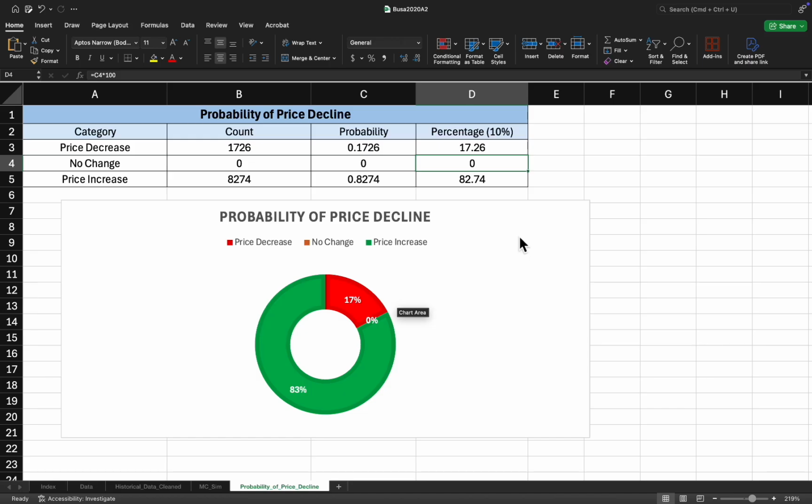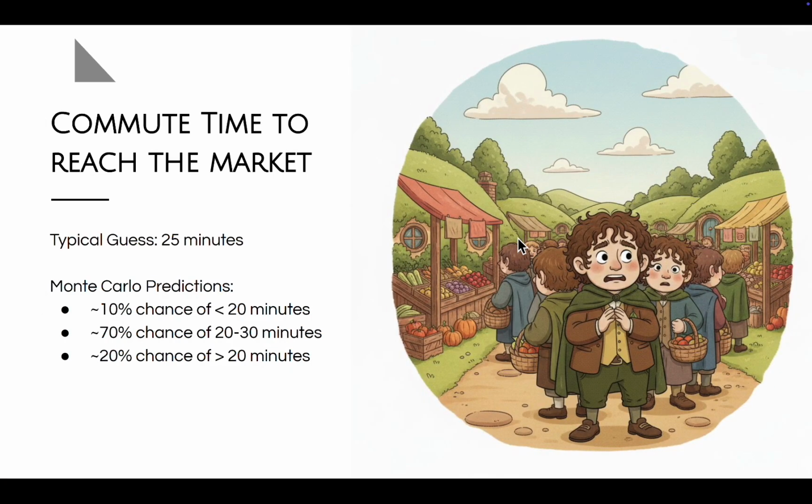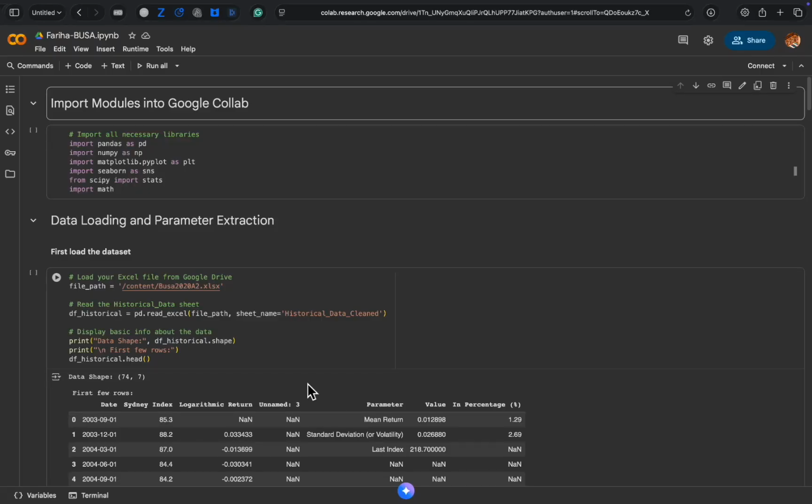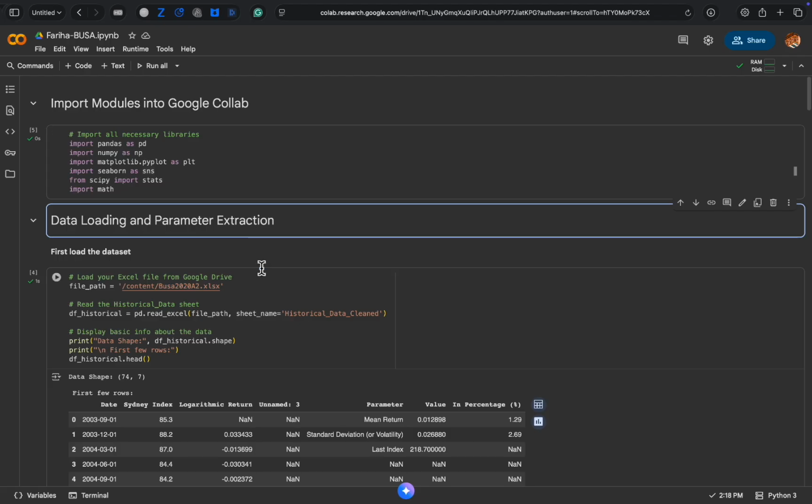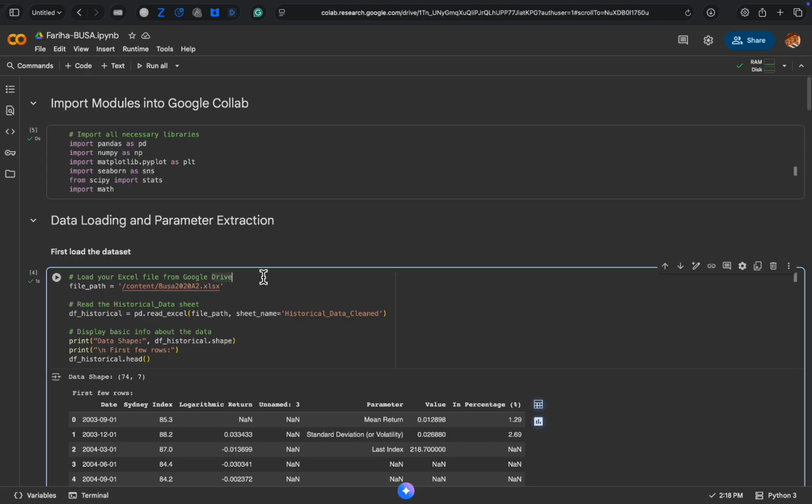Now that we have a grasp of Monte Carlo simulation in Excel, let's take this to the next level with Python programming. Python enables us to create more professional charts and conduct more advanced analysis in a short period of time. In this Colab notebook, we begin by loading the dataset.